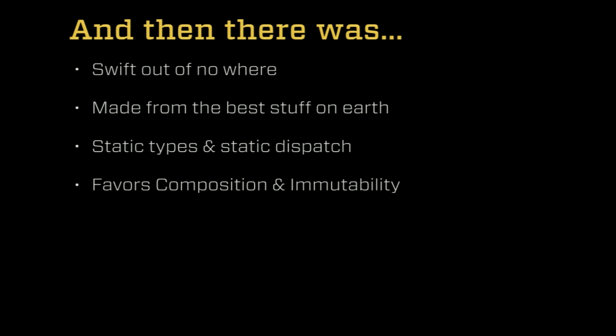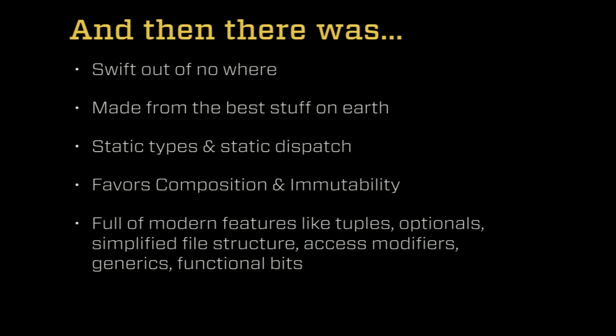And then it's full of a lot of modern features that Objective-C lacked. So tuples, optionals, simplified file structures, no more header and implementation files, single file for a class, access modifiers, generics, and even some functional bits thrown in for good measure. One of the other things about Swift that is inherent to the language is it's very, very safe. And Apple achieved that by implementing a very static type system. But it also, when I first got to it, felt a lot like guardrails or holding my hand. And I've been doing this for a while, so I thought, I don't want you to hold my hand, Apple.